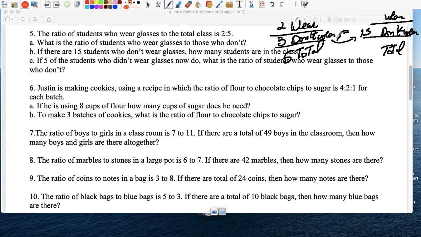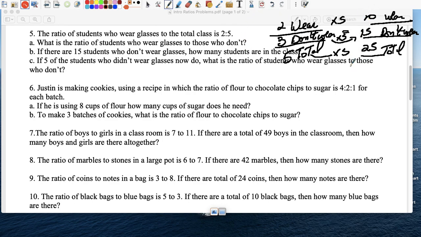What's the multiplier here? Times 5. So here it would be times 5. So 2 times 5 is 10. And then at the bottom here, times 5, we get 25. And that matches, right? How many students are in their class? Therefore, 25.